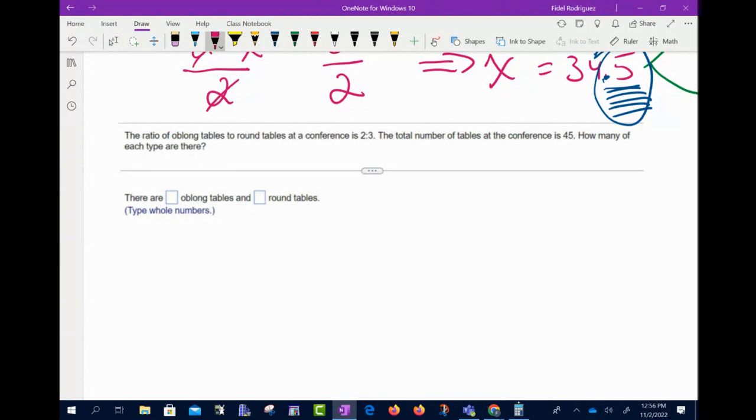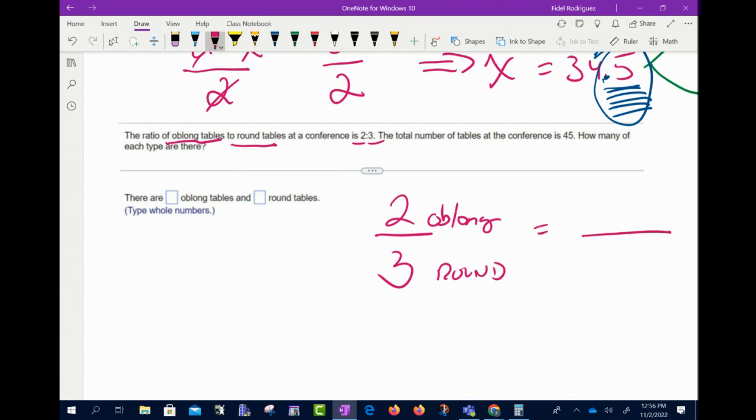But it says, here's the problem. It says, look, the ratio of oblong tables to round tables at a conference is 2-to-3. Okay, so I'm going to go like this, 2-to-3. These are the oblong tables, and these are the round tables, okay? Now, it says the total number of tables at a conference is 45. Okay, how many of each type are there?